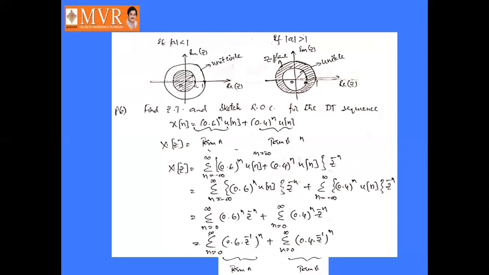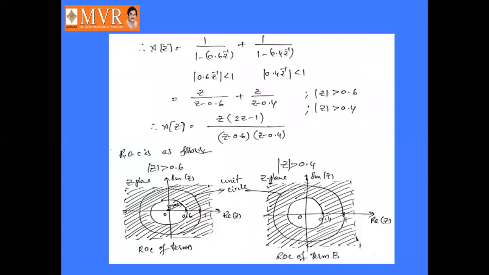So (0.6 into z power minus 1) whole power n, and (0.4 into z power minus 1) whole power n. So it is 1 by 1 minus 0.6 z power minus 1 plus 1 by 1 minus 0.4 z power minus 1. Here mod 0.6 z power minus 1 is less than 1, and mod 0.4 z power minus 1 is also less than 1, right? So z is greater than 0.6 and z is greater than 0.4. So X of z is z into (2z minus 1) by (z minus 0.6) into (z minus 0.4), with ROC z greater than 0.6 and greater than 0.4. The ROCs are formed like that.